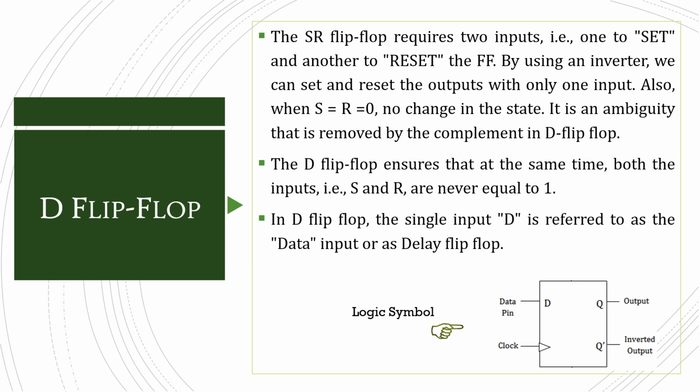By using an inverter, we can set and reset the outputs with only one input. So instead of having two inputs, we can set and reset the flip-flop using one input and an inverter. So there comes the need of this D flip-flop, which consists of only one input. This D flip-flop ensures that both the inputs, S and R, are never equal to 1 at the same time. And in the D flip-flop, the single input D is referred to as the data input or as the delay flip-flop.